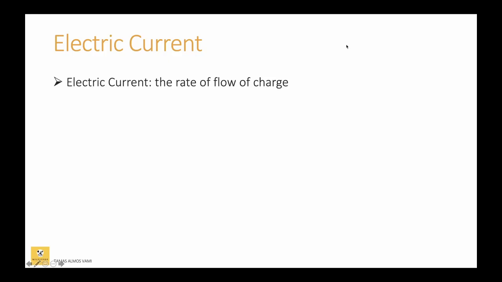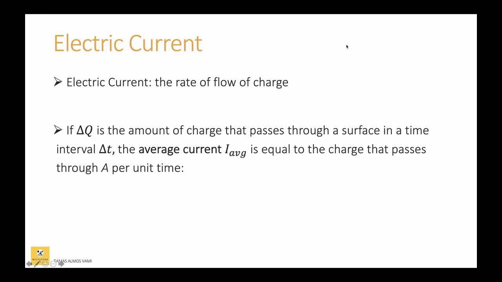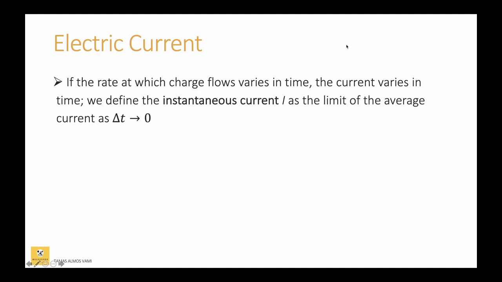The electric current is essentially the rate of the flow of the charge. So if we have delta Q charge passing through a surface in a given time interval that we denote with delta T, then this so-called average current, which we denote as I average, will equal the charge that passes through this A area per unit time. So we define the average current as the ratio of delta Q and delta T.